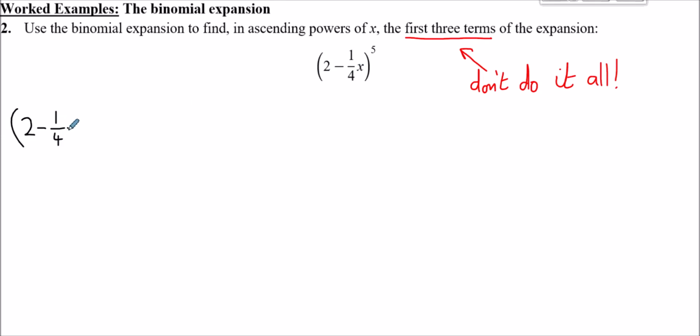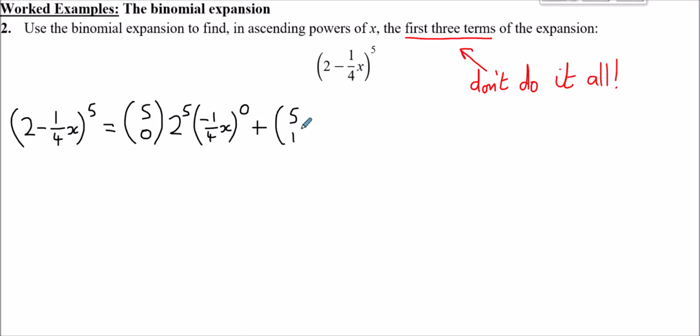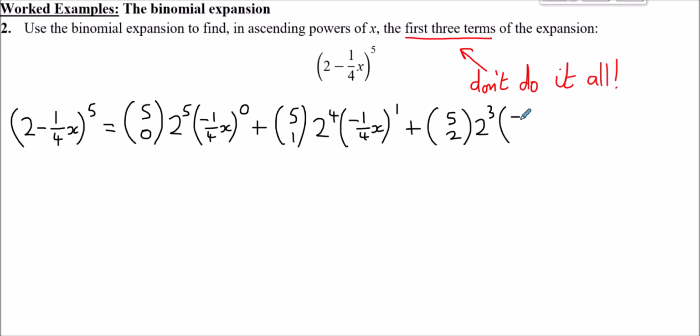2 minus a quarter x to the power 5. The first term will be 5 choose 0, 2 to the power 5, minus a quarter x to the power 0. Second term, 5 choose 1, 2 to the power 4, minus a quarter x now goes up to the power 1. Then 5 choose 2, 2 to the power 3, minus a quarter x squared.